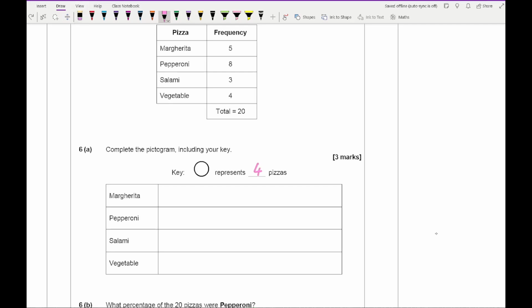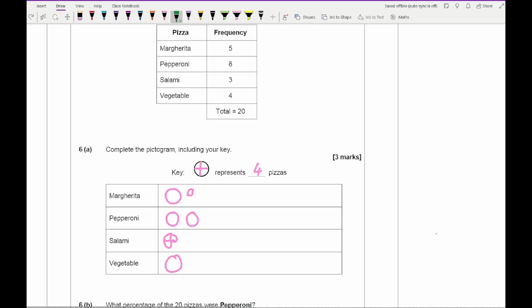And the reason for that is because it's really easy for me to split a circle into quarters, so each quarter represents 1 pizza. So for margherita, for 5, that's going to be 1 circle and a quarter. For pepperoni, that's going to be 2 full circles. For salami, that's going to be 3 quarters, like so. And for vegetable, that's going to be 1 whole circle.